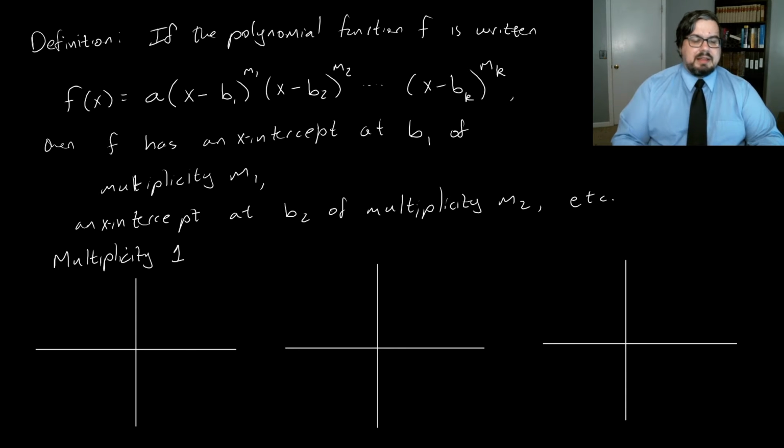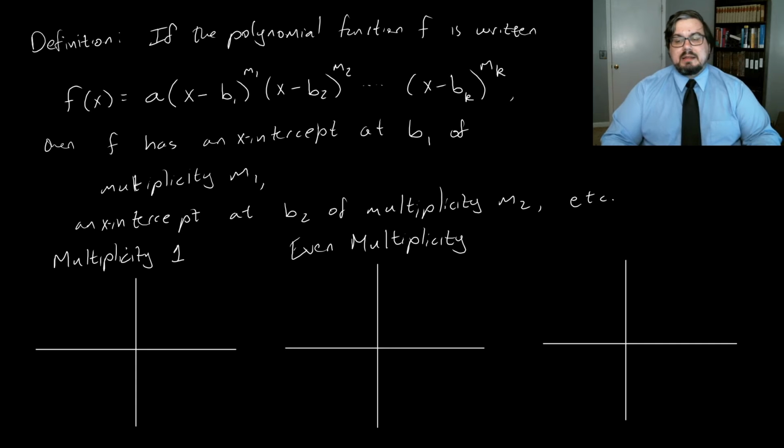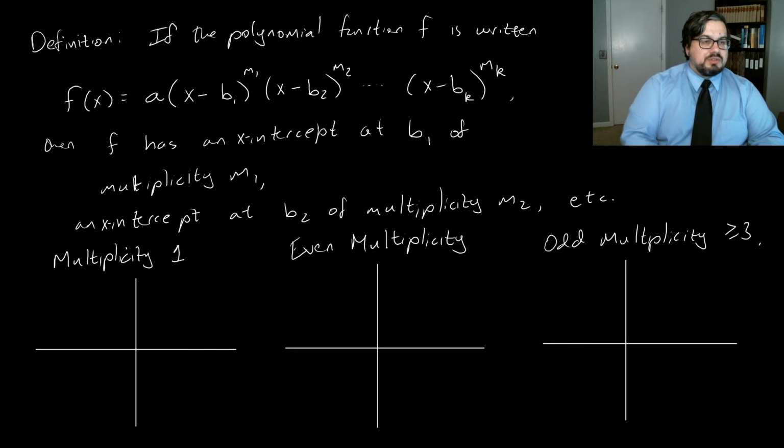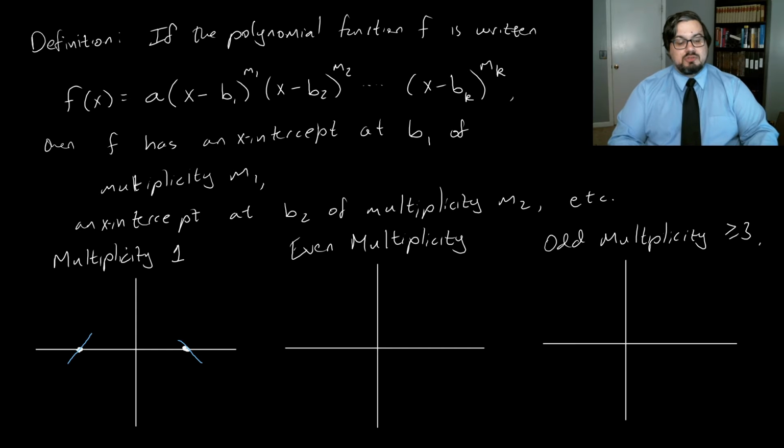So, let's consider an intercept with multiplicity 1, an intercept with even multiplicity, and an intercept with odd multiplicity, but greater than or equal to 3. So, in cases where we have a multiplicity of 1, the graph of f is going to pass straight through the x-axis. It's just going to go right on through, not going to pause or anything.